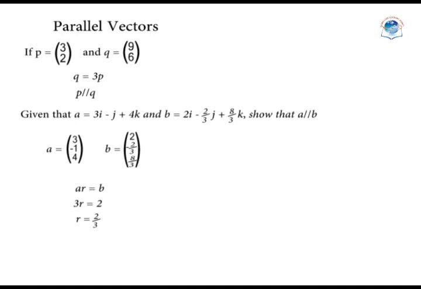Let's test whether it's consistent with the other coordinates. We take z. 4R is equal to 8 over 3. To remain with R, we multiply both sides by 1 over 4. And so we shall get R is equal to 2 over 3. And so we say B is equal to 2 over 3 A. And therefore A and B are parallel.